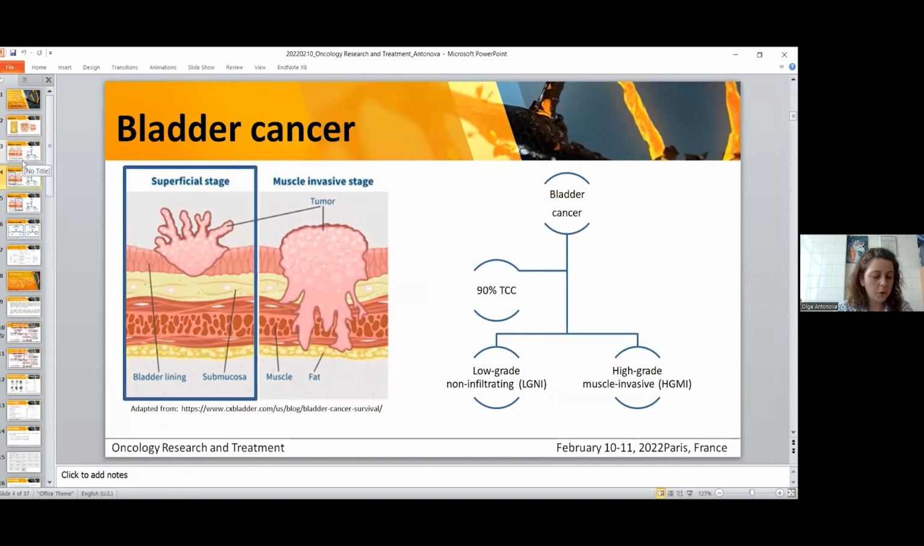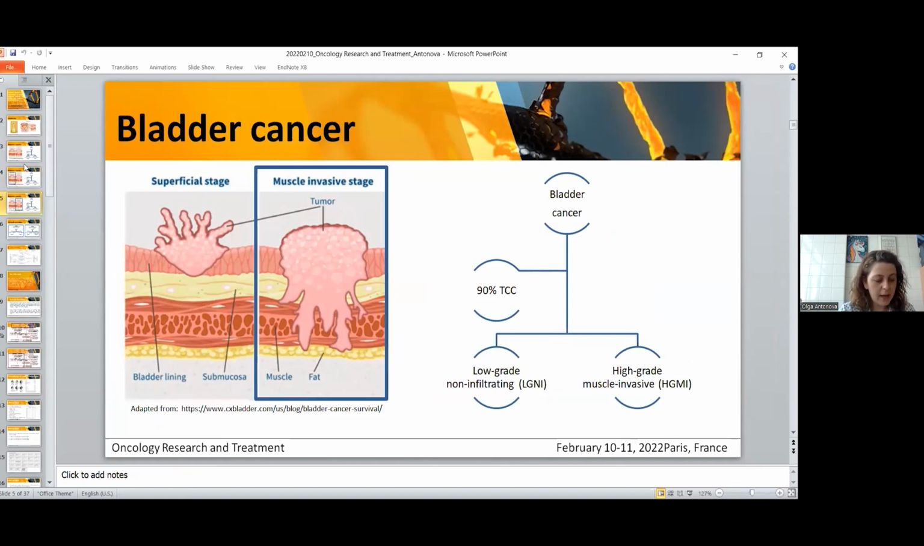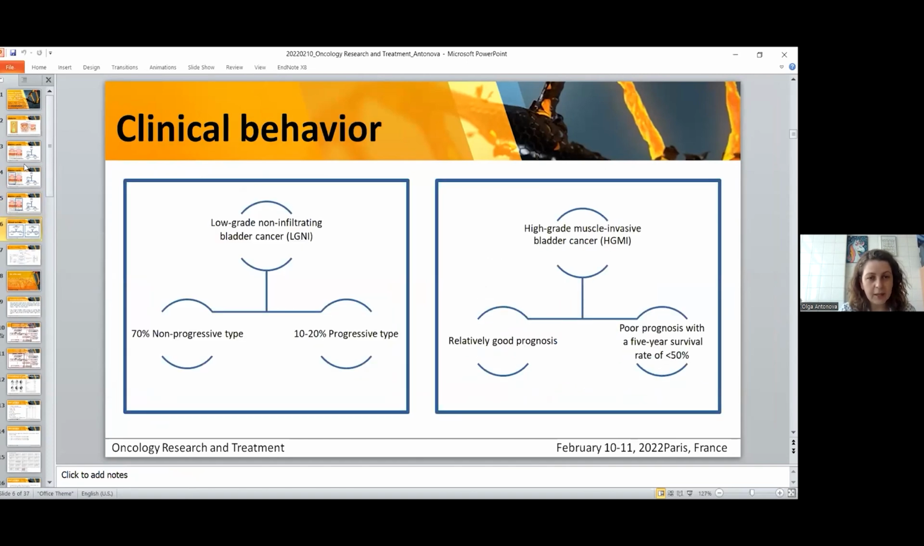Okay, I will repeat that the tumors are mostly subdivided into low-grade non-infiltrating cancers and high-grade muscle-invasive cancers. In addition, based on their clinical behavior, you can see now I go on the slide, non-infiltrating tumors are subdivided into non-progressive, which are 70%, and progressive types. Whereas here, the high-grade muscle-invasive bladder cancers are subdivided into those with relatively good prognosis and those with a poor prognosis and less than 5 years survival rate.